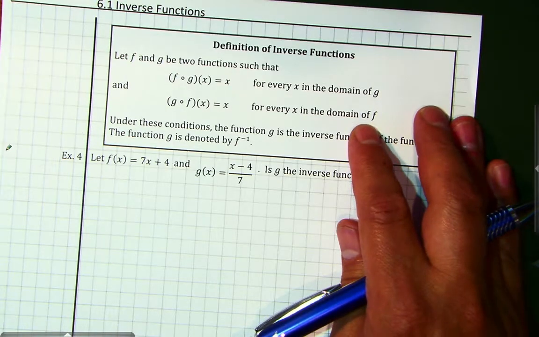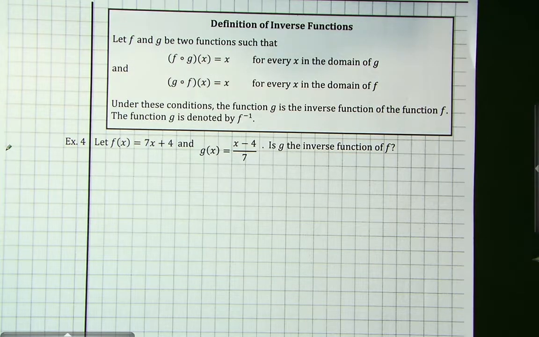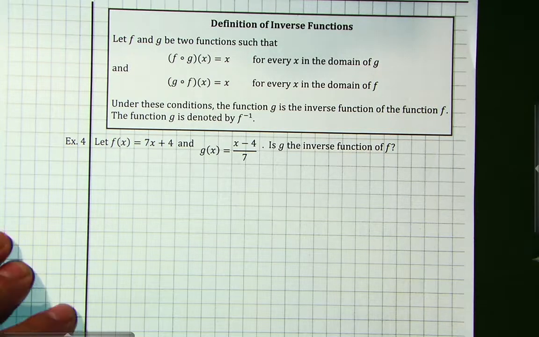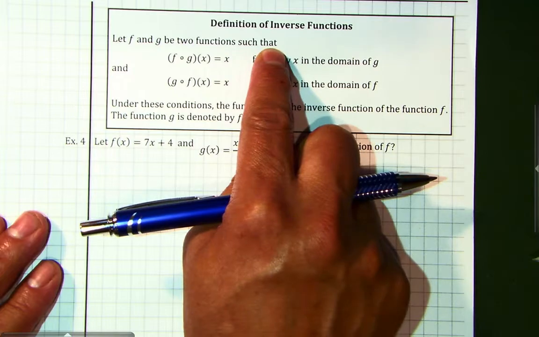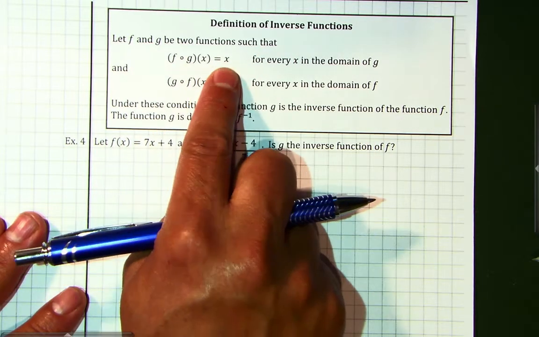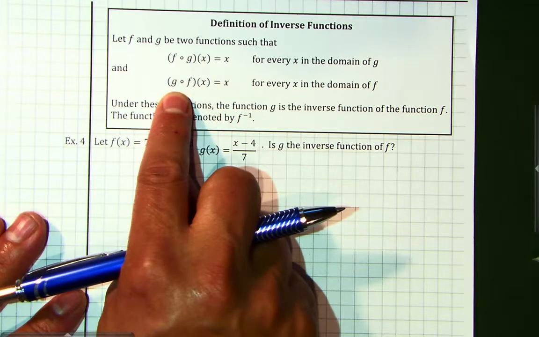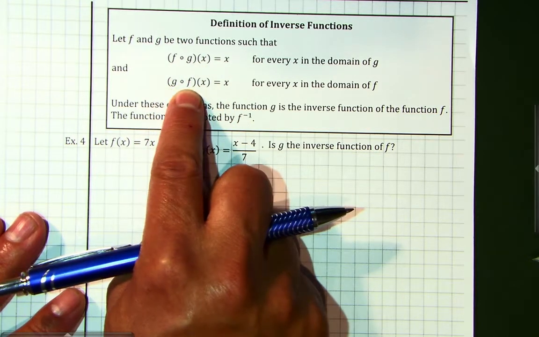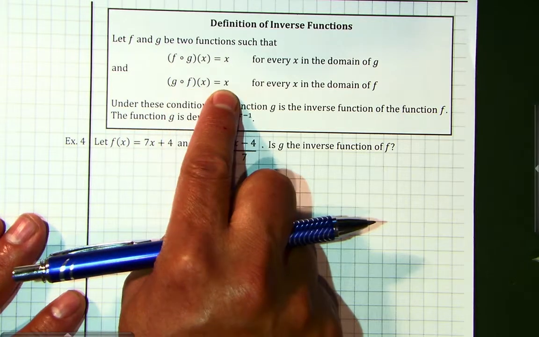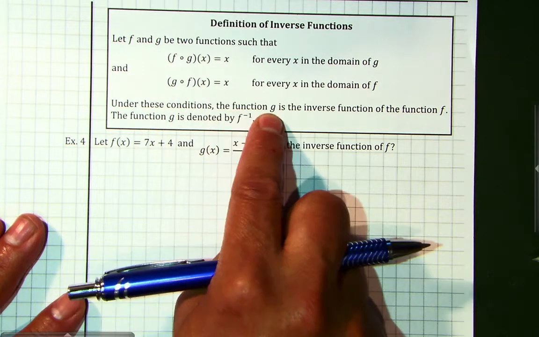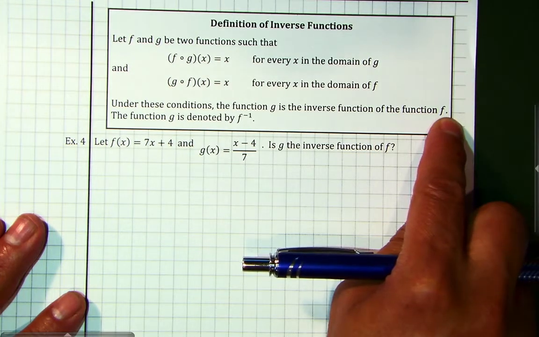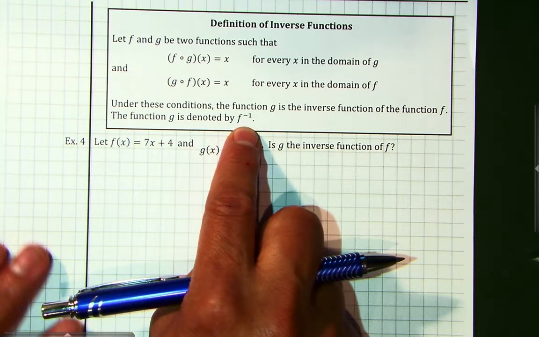Example number 4. Go ahead and paste your cutout, copy your example, and we'll start once you are ready. Definition of inverse functions. Let f and g be two functions such that when you do the composition, you end up with an x. And if you do the other composition, remember that we covered this back in chapter 1, you end up with an x. Under this condition, the function g is the inverse of the function f. And the function g is denoted by f inverse.